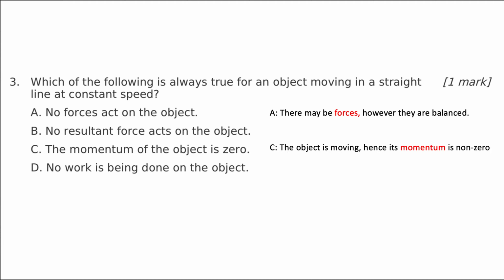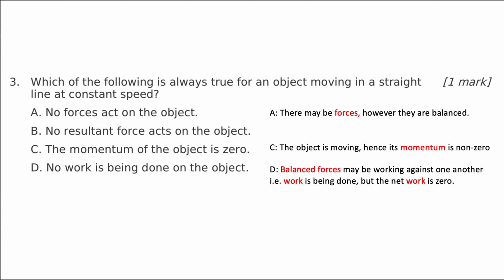Careful with number C, the change in the momentum is 0. However, the object is moving, and so therefore its momentum is non-zero. And as for A, if there are balanced forces, they may both be doing work. However, the net work is 0. In other words, the two forces are working against one another. We may have a driving force and a friction force, which are pushing against each other.